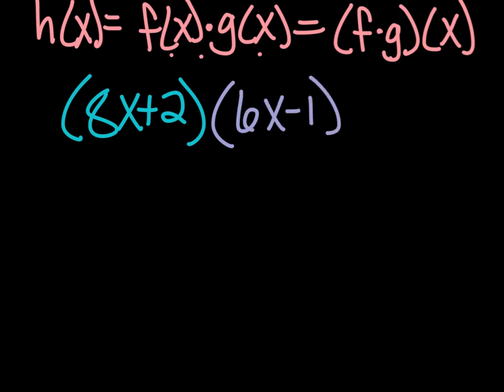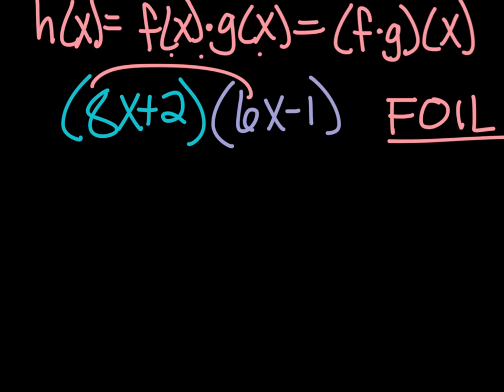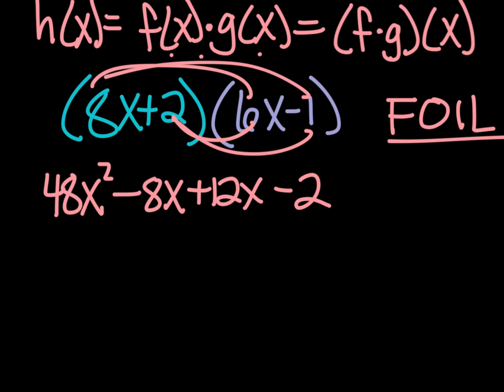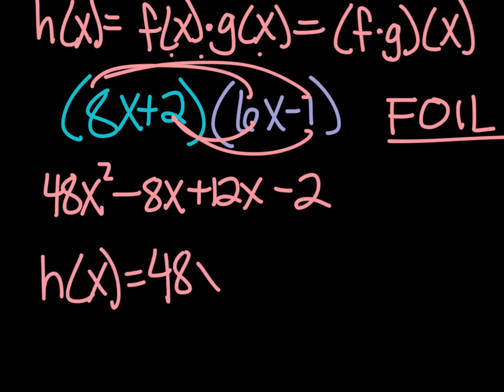When you're multiplying two binomials, remember you've got to do your fun friend FOIL. So first, 8 times 6 would be 48x squared. Don't forget that little squared. 8x times minus 1 would be minus 8x. Inner, 2 times 6x is plus 12x. And last is 2 times negative 1, minus 2. And then we can combine like terms. Our h of x is 48x squared, minus 8 and plus 12 would be plus 4x, minus 2.